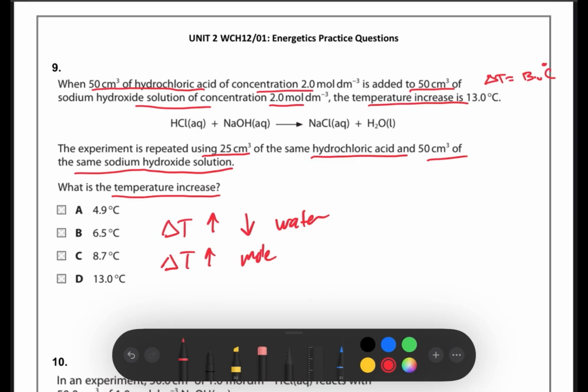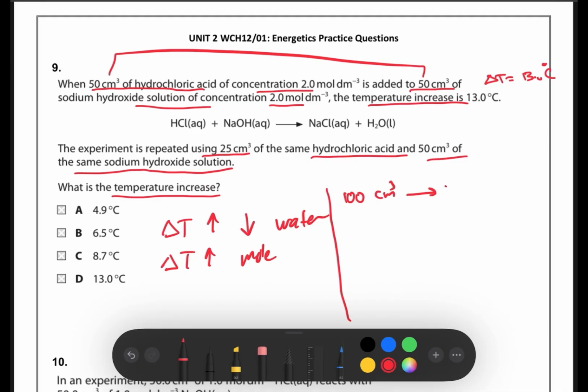Now, if you look at the question in here, the volume that we started with was in total 100 cubic centimeter, 50 plus 50. And now it turns to be 75 cubic centimeter. So this is a credit for us. We can say delta T will increase for sure in this case. But the only thing that decreased in this case is the number of moles of hydrochloric acid. So at this point, the hydrochloric acid is the limiting reactant.